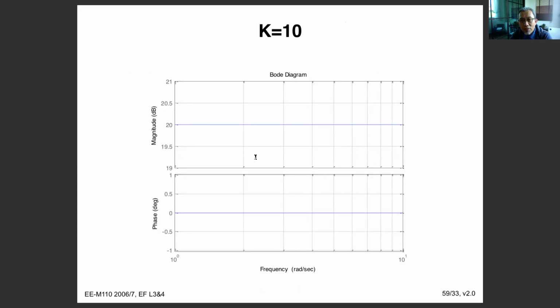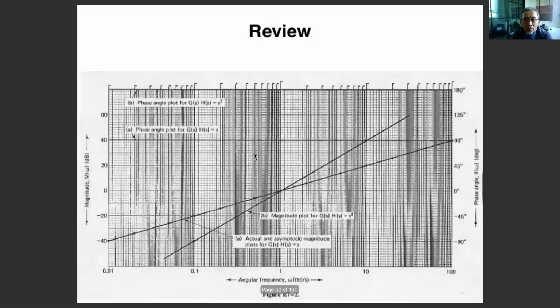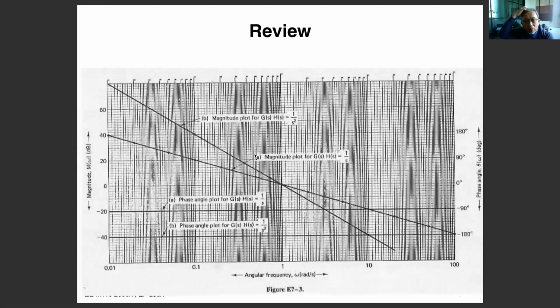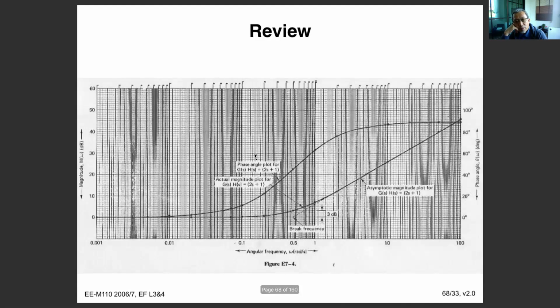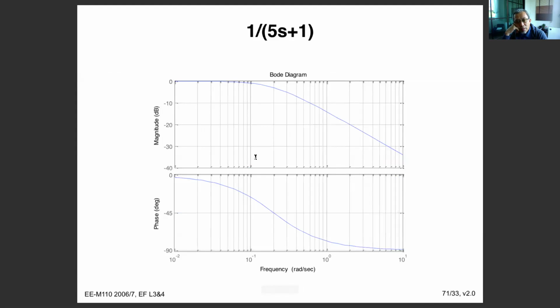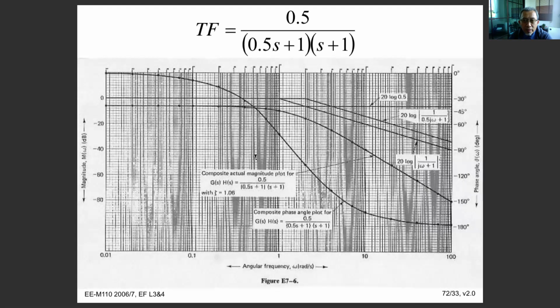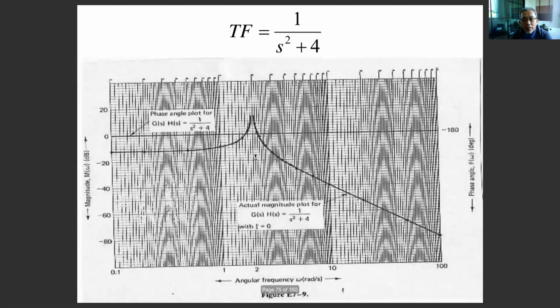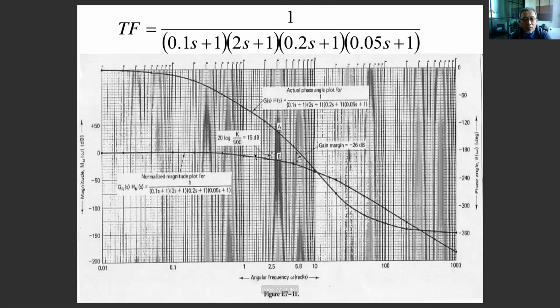So I give you some review from the books, okay, for the constant magnitude and phase in degrees versus semi-log, and then first order derivative S and derivative squared, then integrator and square integrator response, and then some first order zeros, first order poles, and second order plotting, until the higher order, which is the fourth order, for you to review.